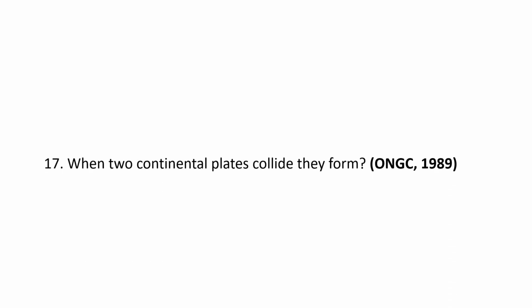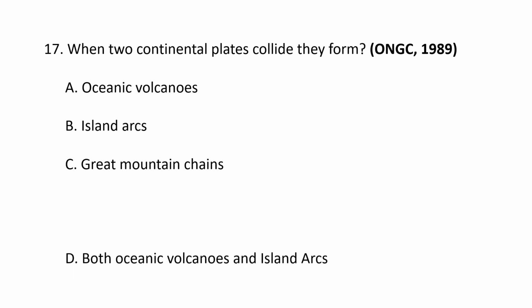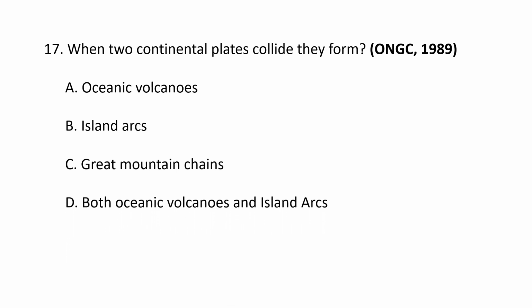Next question. When two continental plates collide, they form A. Oceanic volcanoes, B. Island arcs, C. Great mountain chains, and D. Both oceanic volcanoes and island arcs. So correct answer is when two continental plates collide, they form great mountain chains like Himalayas, Aravalis, etc.